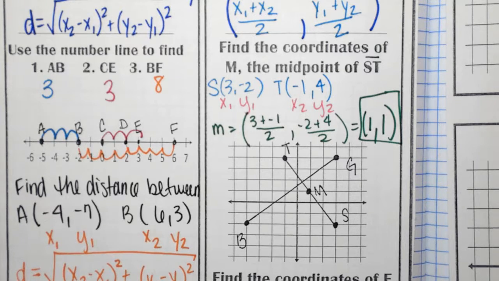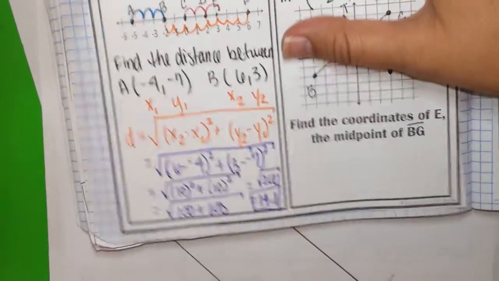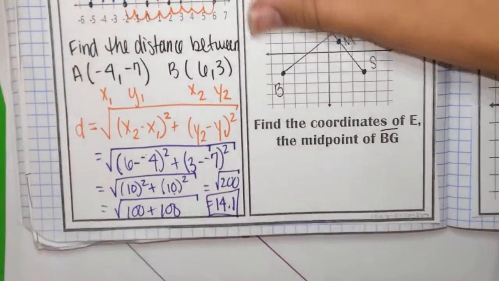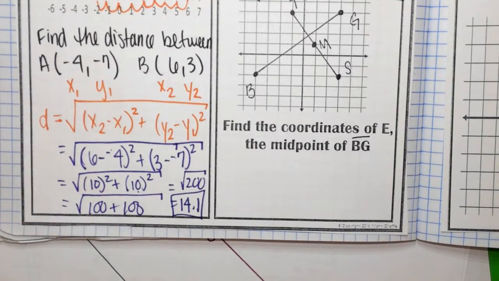All right, can you find the midpoint of BG? Find the midpoint of BG, label the coordinates, find the midpoint, and then tell me where we should plot E. Move the paper. Should you write down the coordinates first?